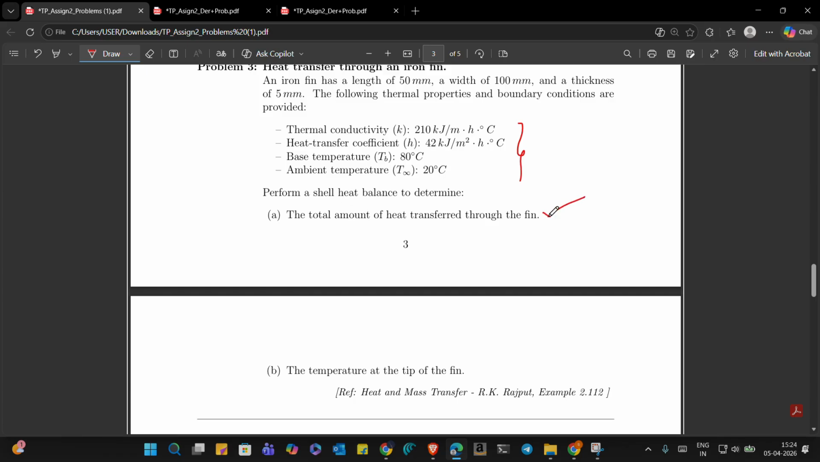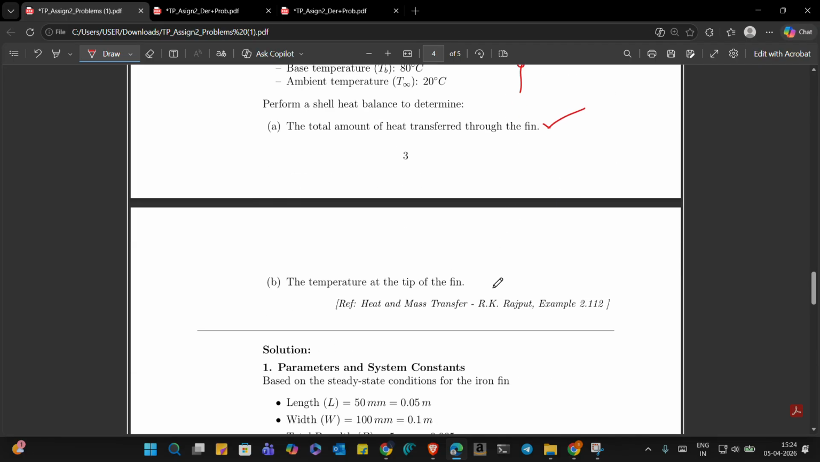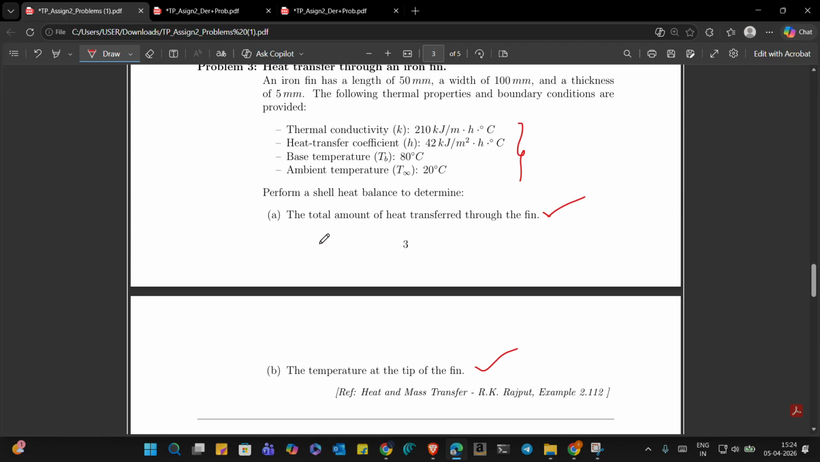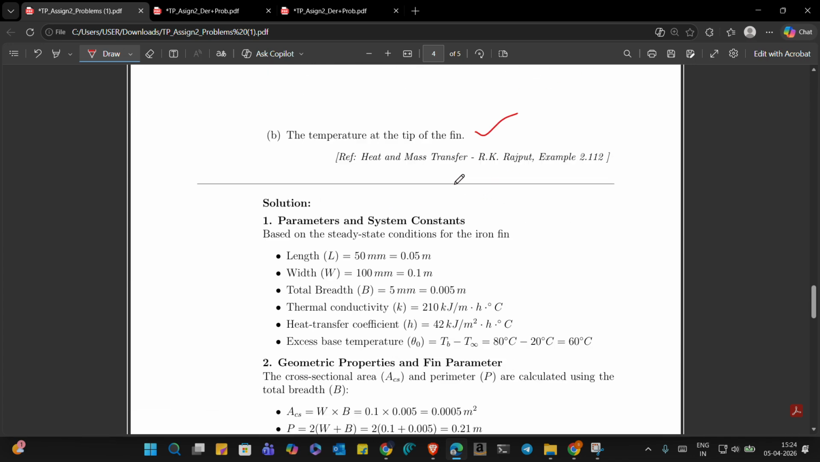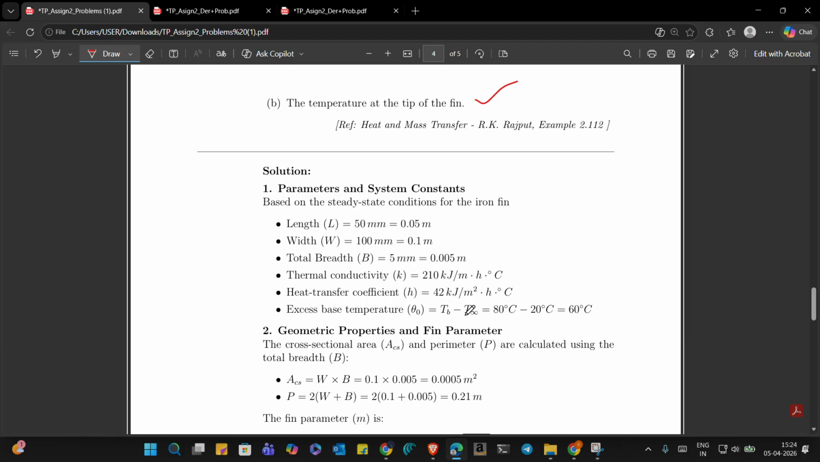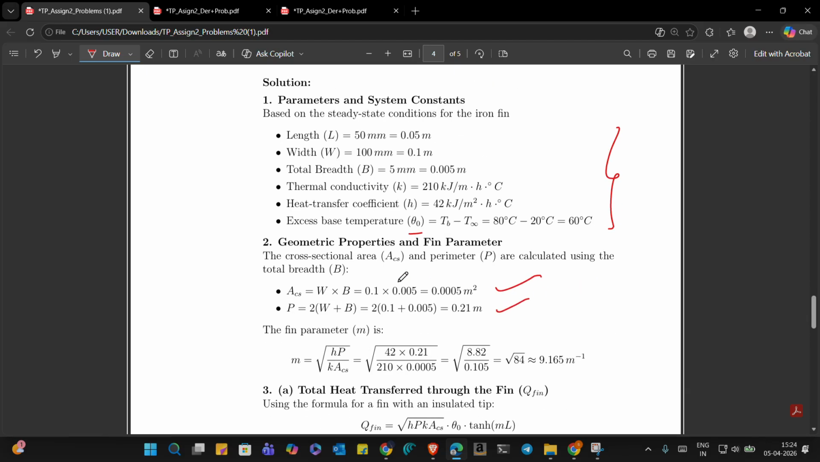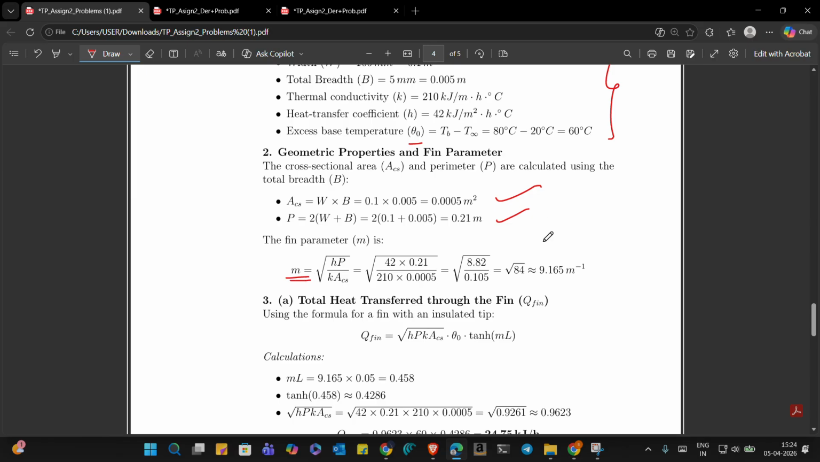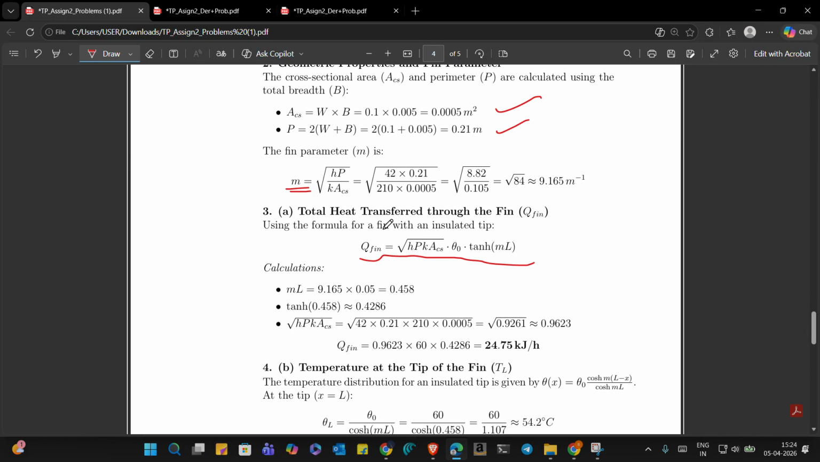of heat that is being transferred, then the temperature at the tip of the fin. So this first part we are not going to go much deeper into, because it is going to be the same as the above two questions. We have to simply substitute the values. We will find the value of theta naught and substitute the values of area and perimeter to get the fin parameter, and accordingly we put these values in the formula that we have used in earlier questions to get the heat transfer rate. We will not go into that.